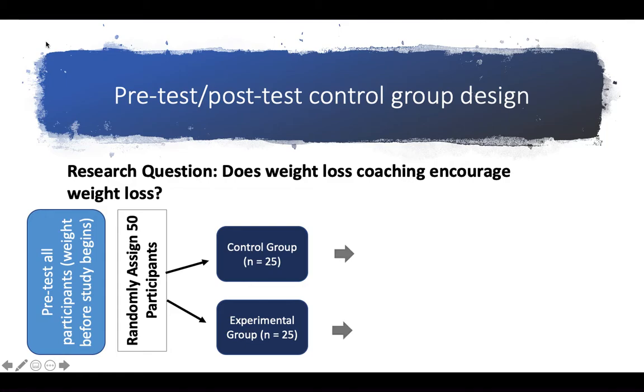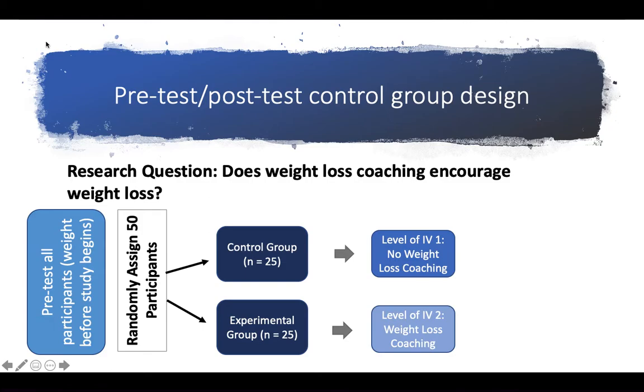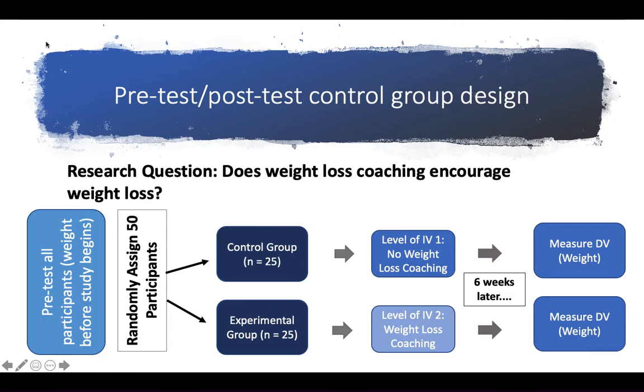Then we will administer our independent variable. So either no weight loss coaching for our control group or weight loss coaching for our experimental group. We're waiting 6 weeks, and then we will take their final weight. We'll measure the DV for a second time. Now we can really get a sense for how much weight loss can be accounted to the weight loss coaching.